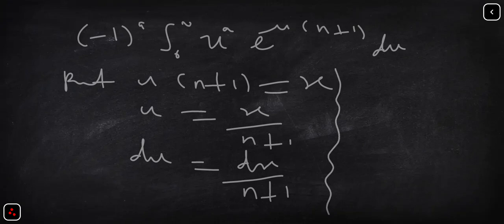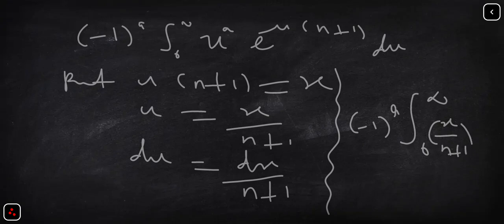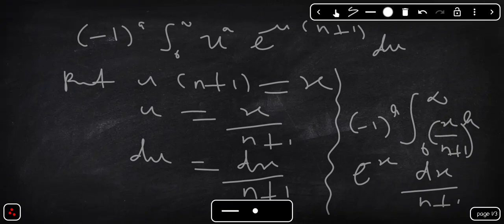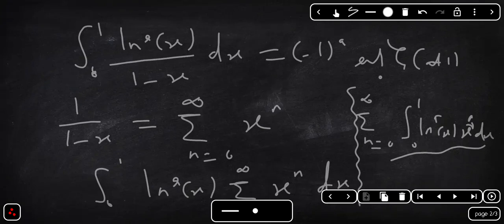So I'm going to have minus 1 raised to the power of a, integral from 0 to infinity. So u is now x over n plus 1. That will be x over n plus 1, and don't forget, raised to the power of a, and then u into bracket n plus 1 is now x, multiplied by e raised to the power of minus x. Then du is now dx over n plus 1. Okay, so we have this now, and the integral is now becoming good and nice.